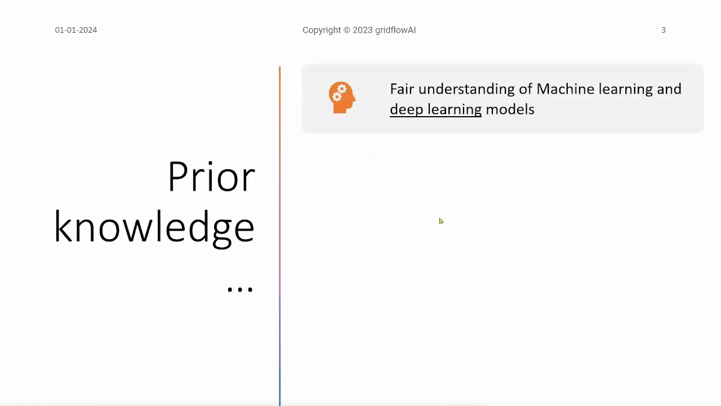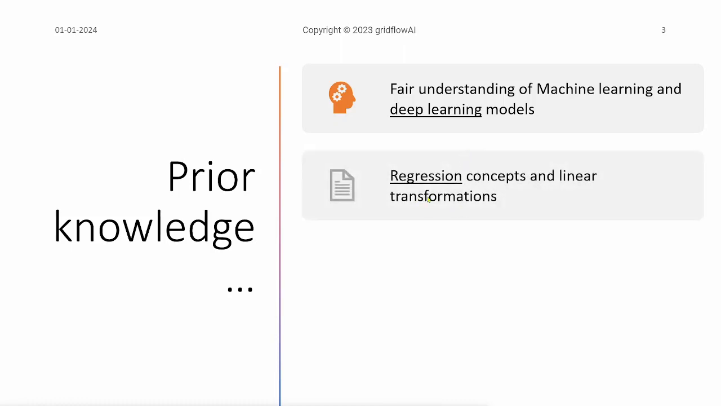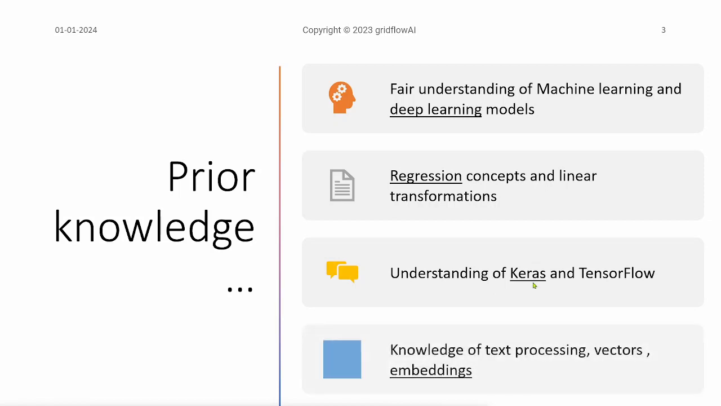A little bit of prior knowledge that you will find handy to have is an understanding of machine learning, especially neural nets, and a good knowledge of regression concepts and linear transformation. I'll be using Keras to illustrate the code examples, and we also need a fair understanding of embeddings and how text data is processed.